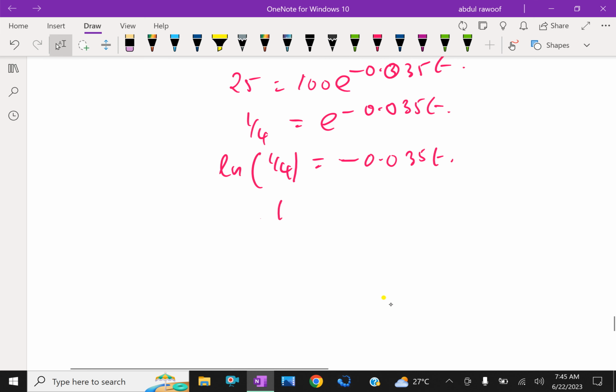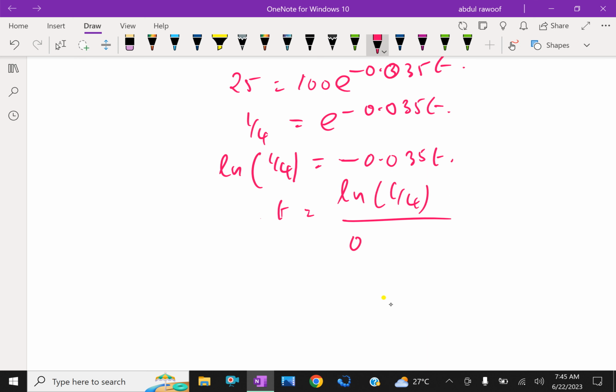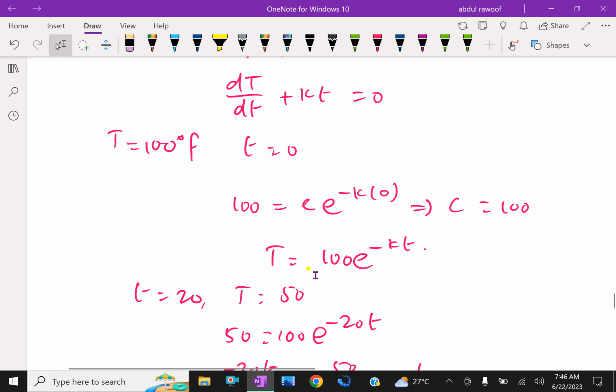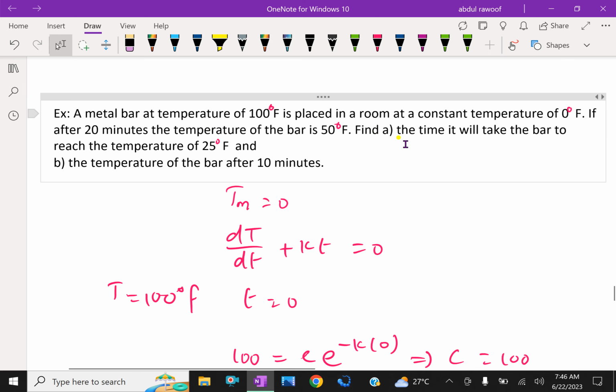From this we can find the time T equal to ln quarter over 0.035, which gives T equal to 39.6 minutes, which means, look at this here, first one, find the time it will take the bar to reach the temperature 25 degree.